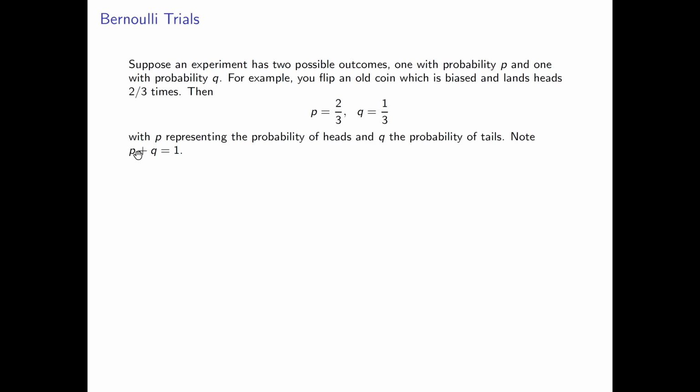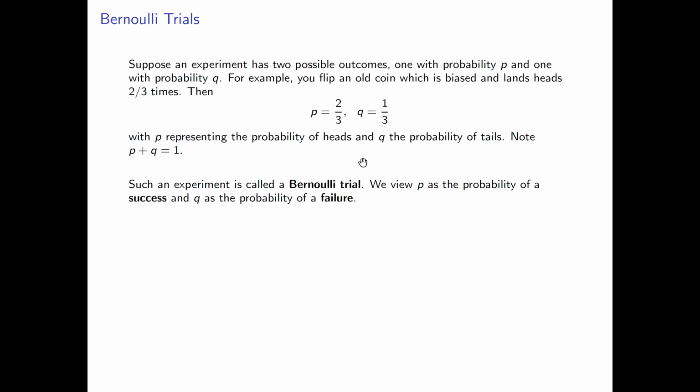Note in particular that if I add P and Q together, I have to get 1, because I either have the first outcome or the second outcome. The total probability should be 1 because we know for certain that one of the two will occur. This is what's called a Bernoulli trial: an experiment with two possible outcomes, which you view as either success or failure. P denotes the probability of a success, and Q the probability of a failure. Since you're either going to succeed or fail, you require that P plus Q is equal to 1, so that it makes sense from a probabilistic perspective.